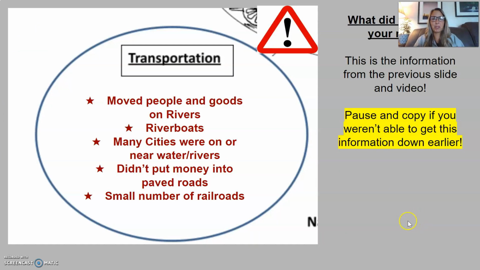Again, transportation bubbles should look something like this. If you need to pause, feel free. Just make sure you're getting these notes down.